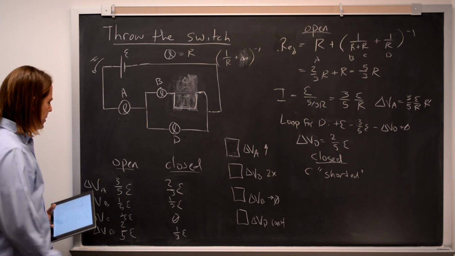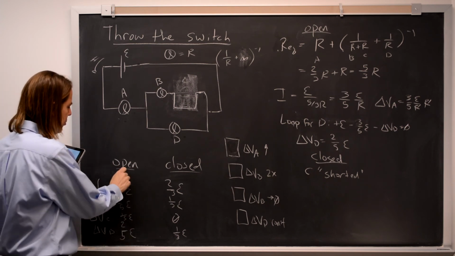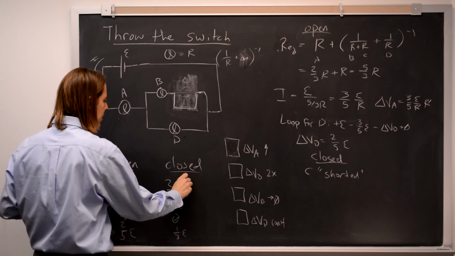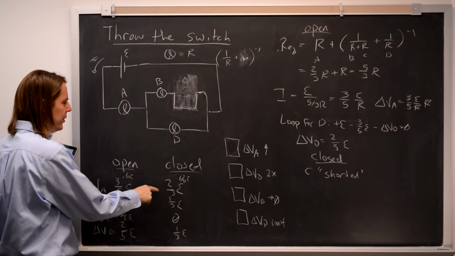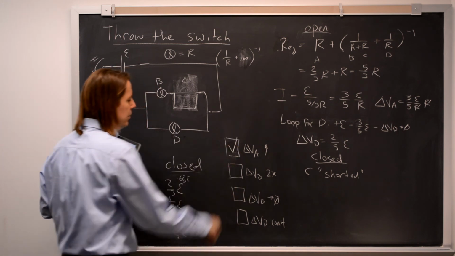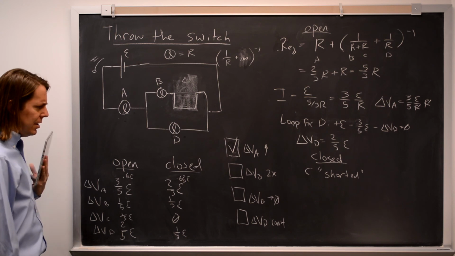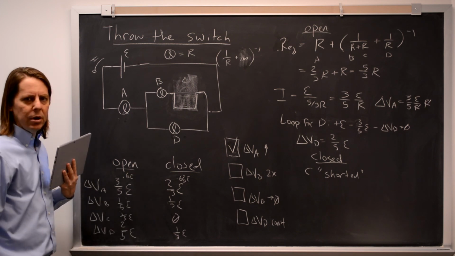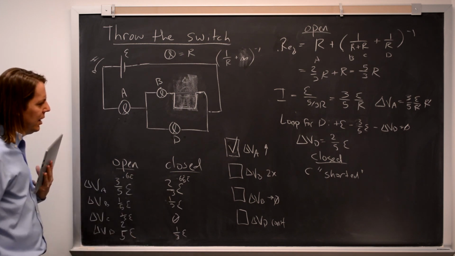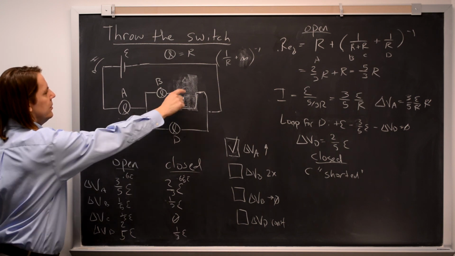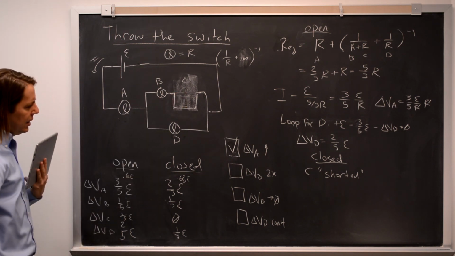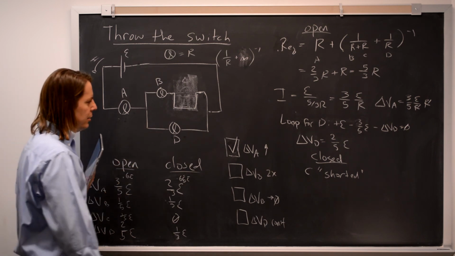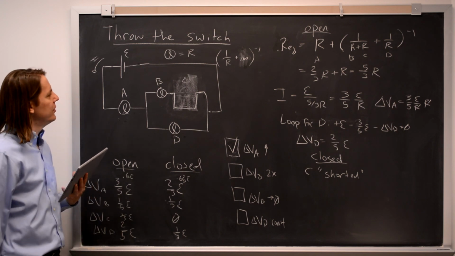Okay, so now let's look and see which answers are correct. This is 0.6 EMF, and it goes to 0.66666 EMF. So the voltage drop across A does increase. So there you go. Voltage drop across B, does it double? No, it goes from 0.2 to 0.33333. So it didn't double, didn't make it to 0.4. Does the voltage drop across B go to 0? No. It's this one that gets shorted out, not that one. And then finally, is the voltage drop across D constant? No, nothing is constant. Everything's going to change when you throw that switch. So the answer is just A. Voltage drop across A increases.